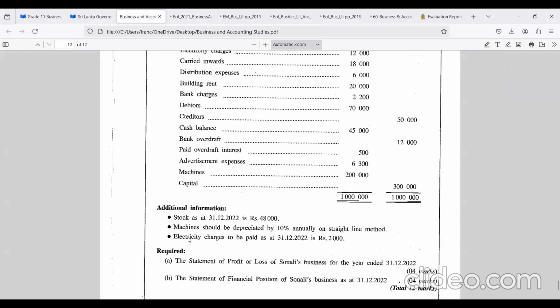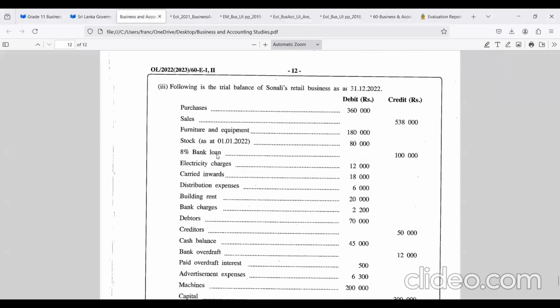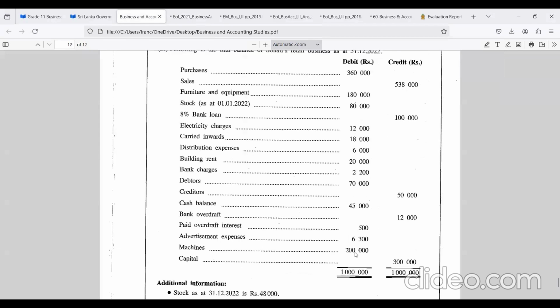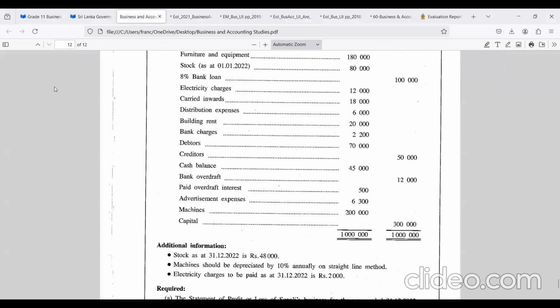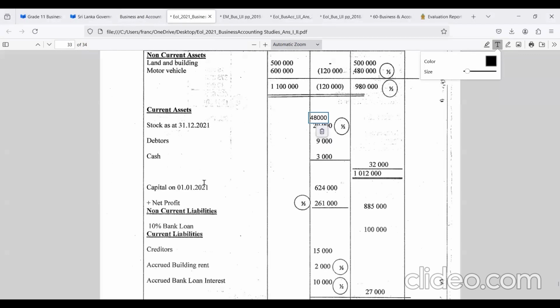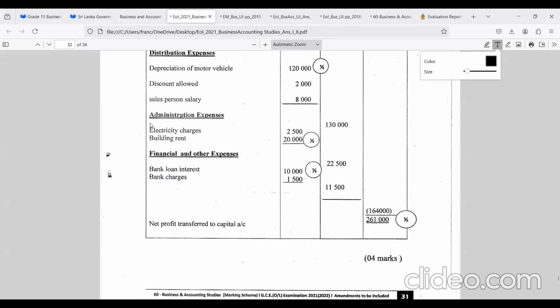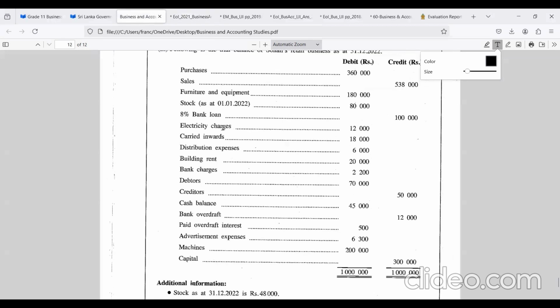Then machine should be depreciated 10% annually. So let's see the value of machine, 200,000. So 200,000 into 10%, it is 20,000, right? We have to record machine depreciation under administrative expenses. So here, machine depreciation, 20,000. Then go to the trial balance, check whether you have any provision for depreciation.